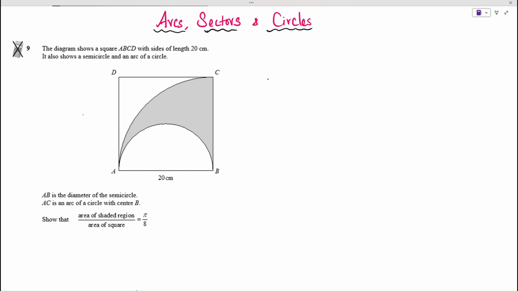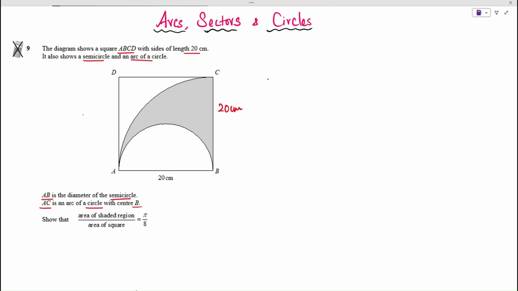The diagram shows a square ABCD with sides of length 20 centimeters. It also shows a semicircle and an arc of a circle. AB is the diameter of the semicircle, and AC is an arc of a circle with center B. Show that the area of the shaded region over the area of the square is equal to pi over 8.